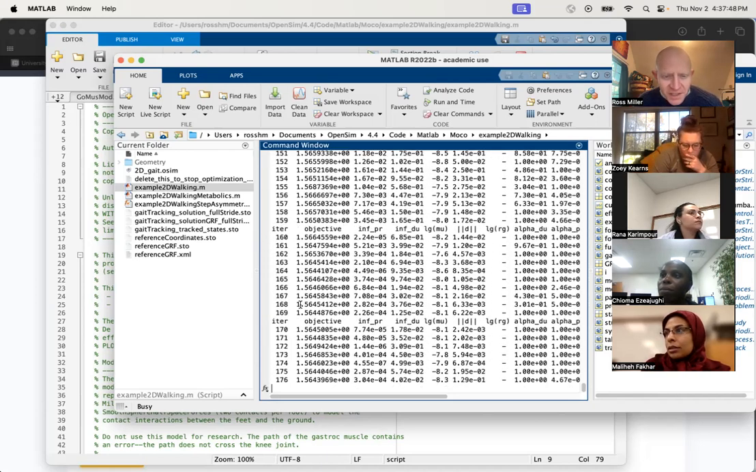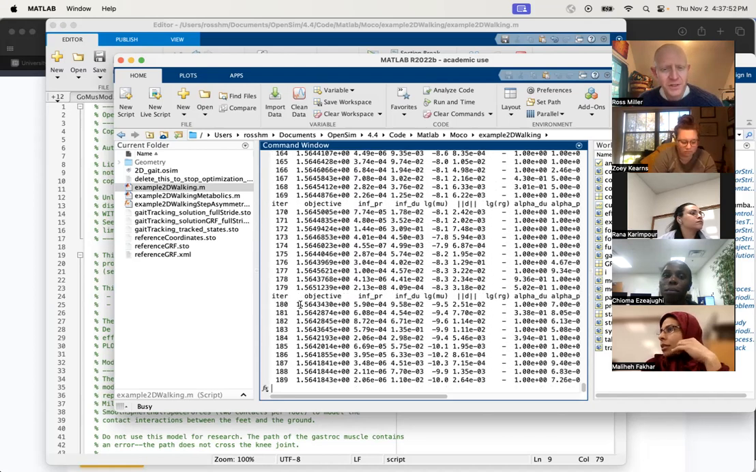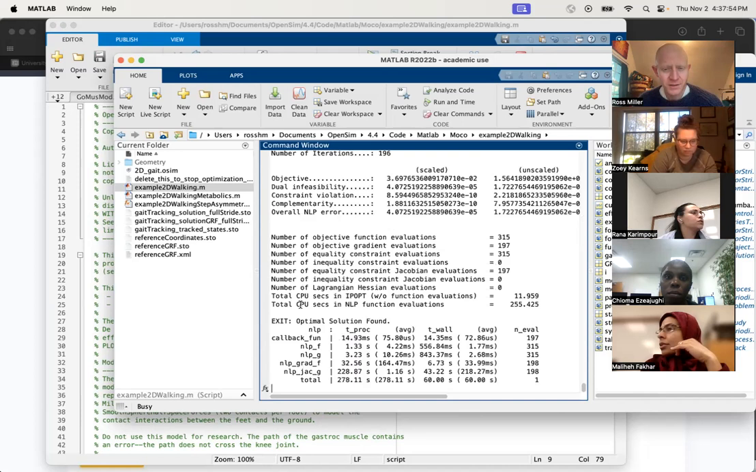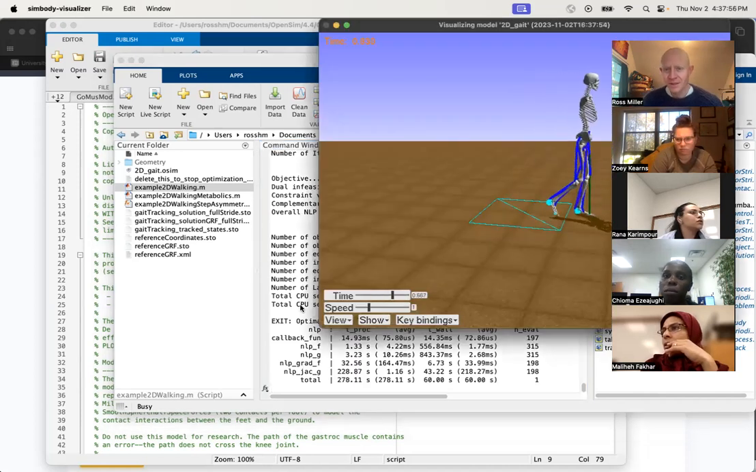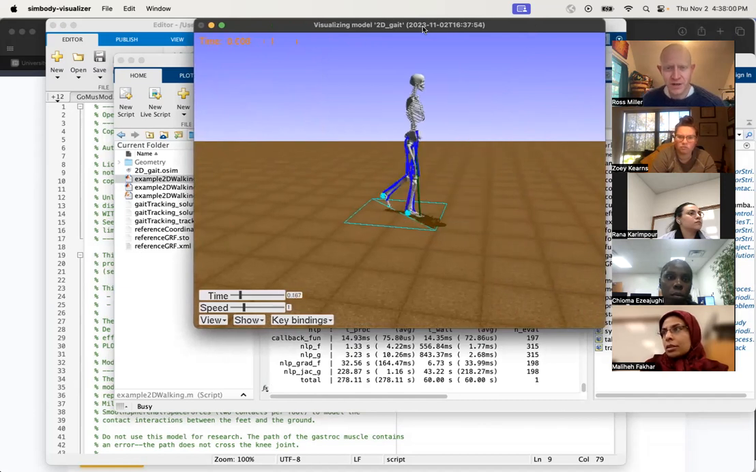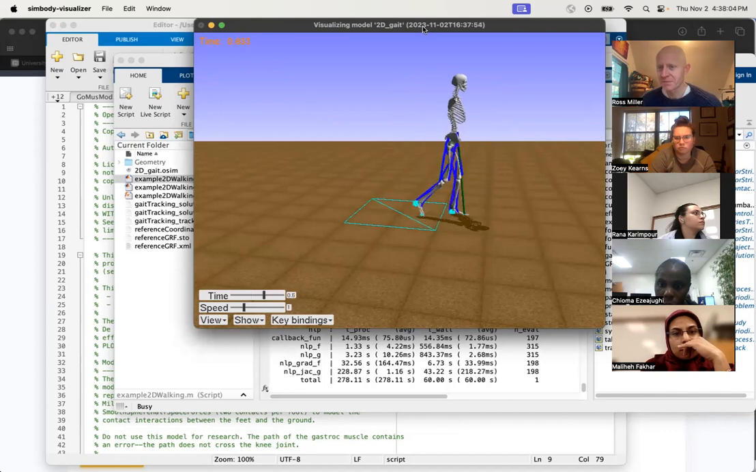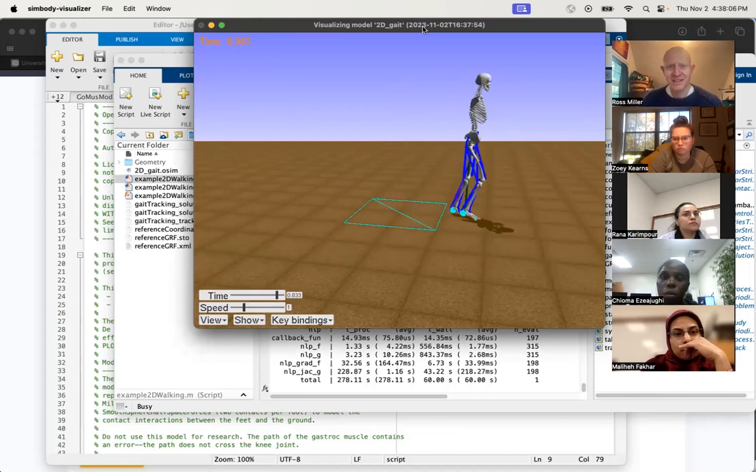I forget how long this takes. I haven't run it in a while, but it should be done in a couple minutes at the most. Oh, there we go. Okay. And then it makes this little animation here. Not the prettiest looking walking gait in the world, but a walking gait nonetheless.